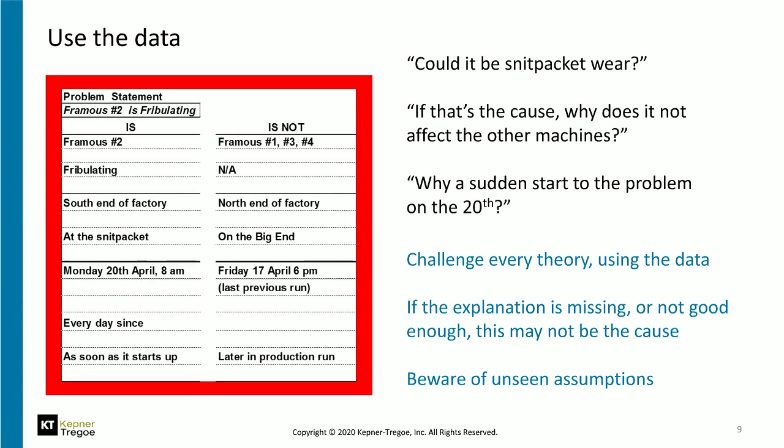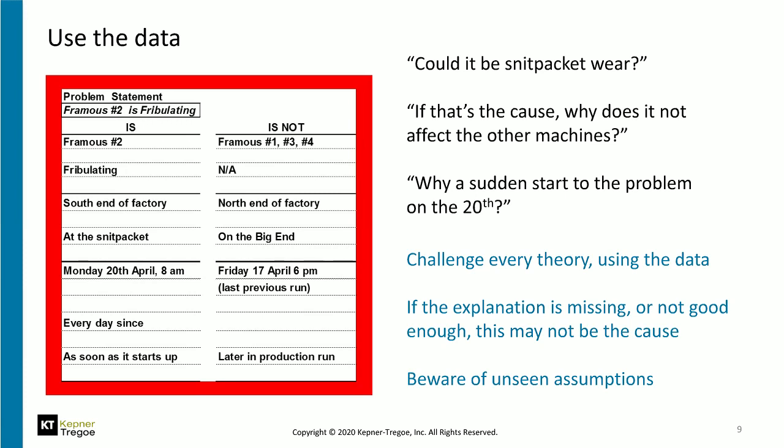So if you have a look at the example here, never mind what a framus is, never mind what fibrillating is, it's affecting framus number 2 and not the framus numbers 1, 3, or 4. And then the colleague says, well, could it be snip packet wear? Well, maybe. Okay, let's talk about that. If that's the cause, Jim, why does it not affect the other machines? And he says, well, maybe that's the only one with a worn snip packet.